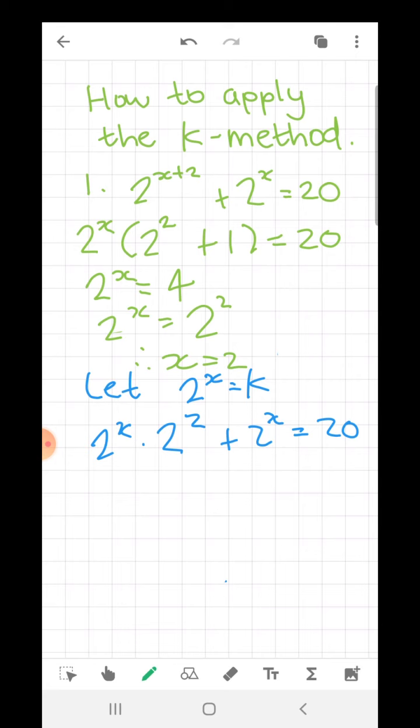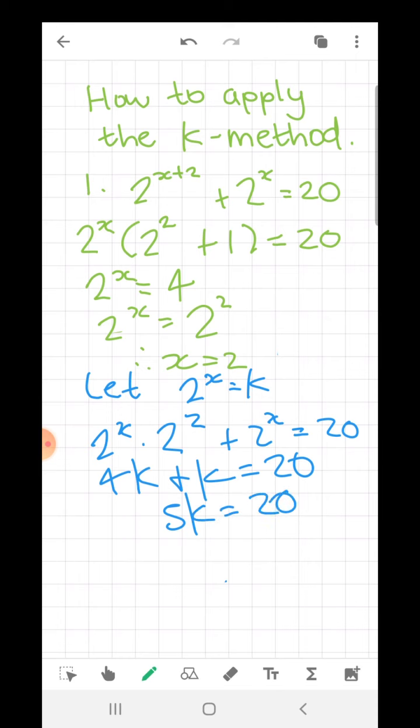Okay, so then it's going to become 4k plus k is equal to 20. So 5k is equal to 20. Divide by 5 on both sides. K is equal to 4. You can't stop here. I've actually seen people stopping at this step, which you can't do because you didn't answer the question. The question was to simplify 2 to the power of x, or to simplify x, and you haven't done that. So you need to substitute back.